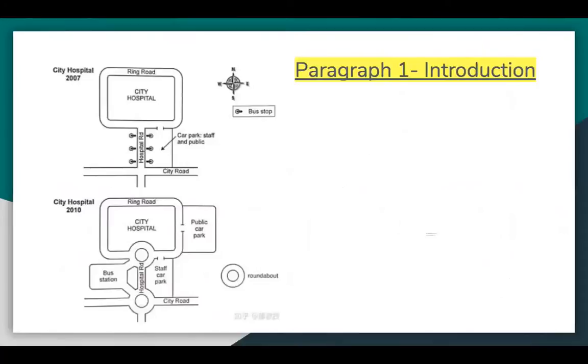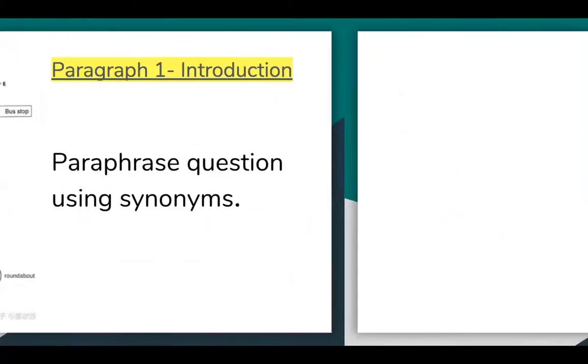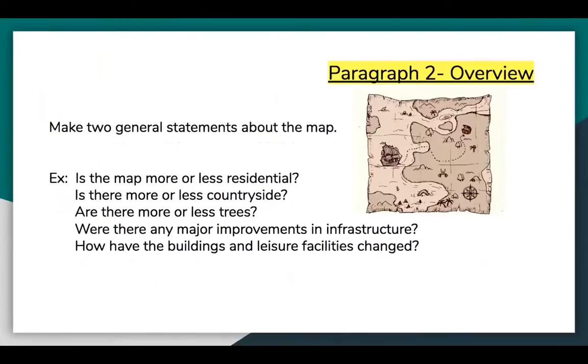In paragraph 1, introduction, paraphrase the question using synonyms. Paragraph 2, overview. Make 2 general statements about the map. You should describe the maps generally, write about the most noticeable difference between 2 maps. You could ask yourself the following question to identify general changes. Is a map? And there are some examples about paragraph 2. You can see on your screen.